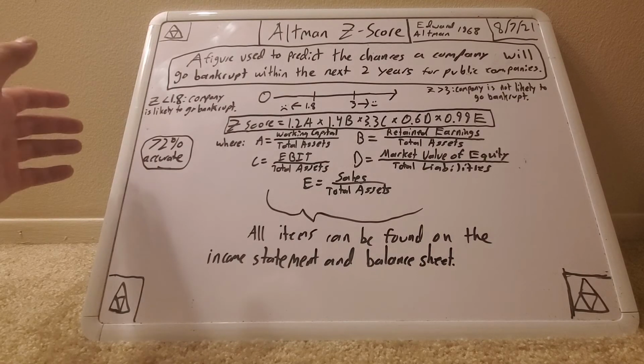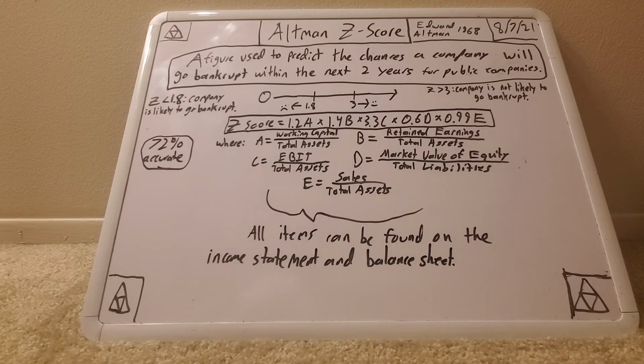So the accuracy I found from multiple sources was the z-score is 72% accurate in predicting bankruptcies for companies. So obviously, it's not going to be 100% accurate. This is kind of just like a loose guide that people use to see if public companies will go bankrupt. But by no means is it a definitive indicator or anything like that.